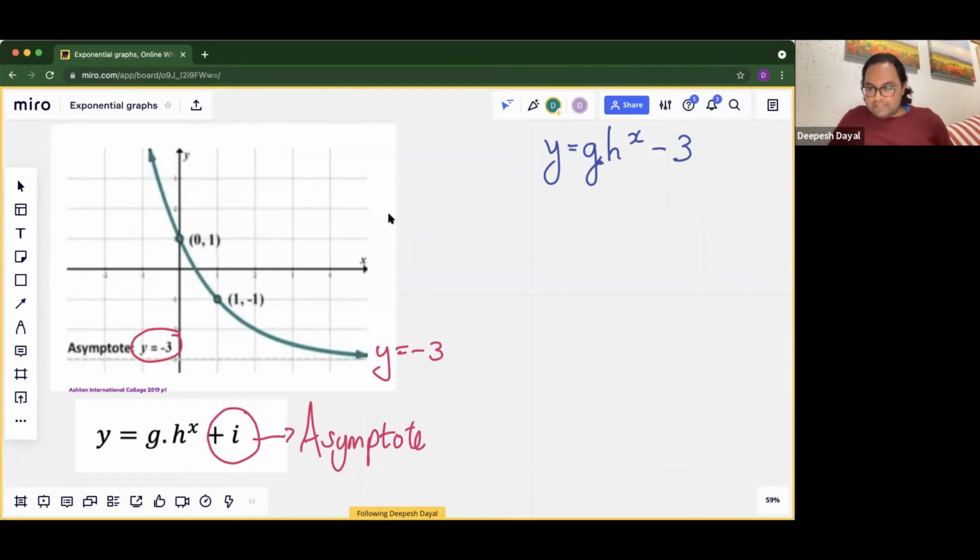What can we do next? Now we need to find G and H, right? So we need to find G and H. What points can we plug in? What should we find first? What do you think? Who has an answer for me? What should we find first, G or H, and what point should we plug in?